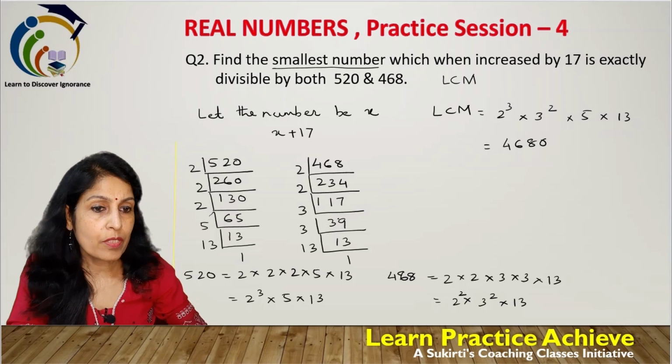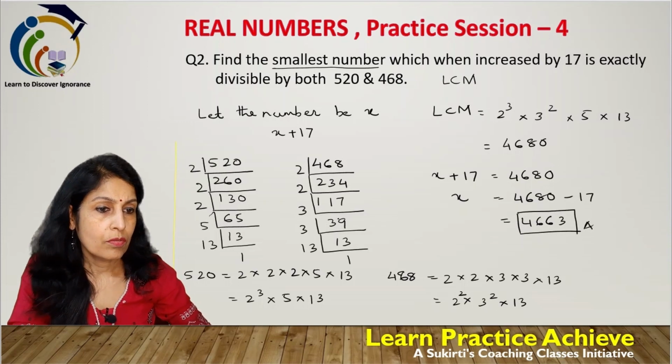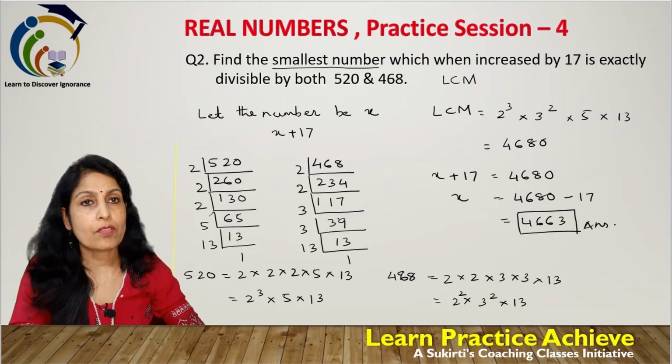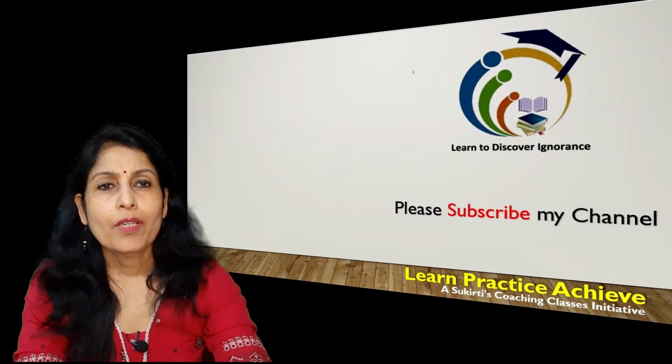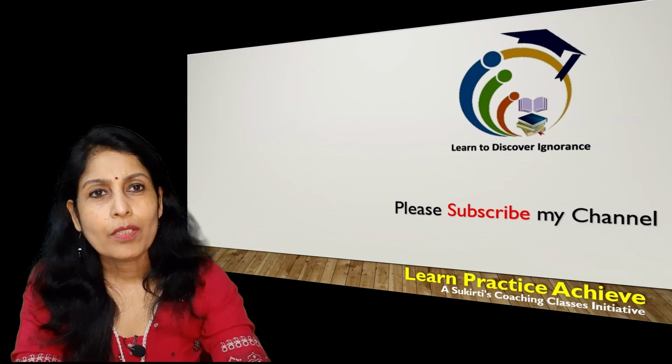So now X plus 17 is equal to 4680. Now what is X? X is equal to 4680 minus 17, that is equal to 4663. So the required number is 4663.